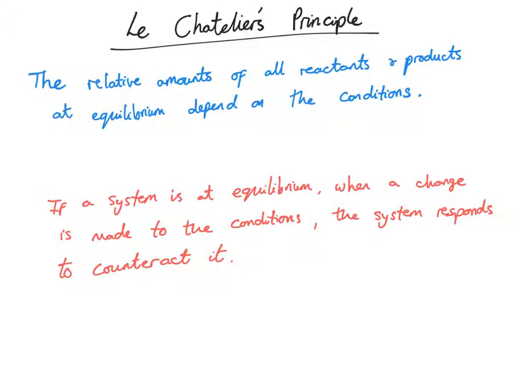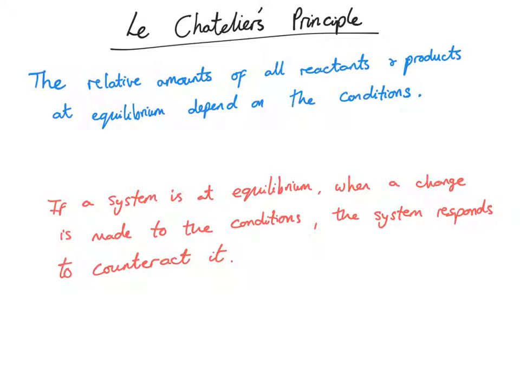So the relative amounts of all the reactants and the products at equilibrium depend on the conditions. So whenever you've got a reaction, the amount of reactants and the amount of products depend on the conditions, if there's an equilibrium present. So if a system is at equilibrium, when you make a change to the conditions, the system responds to try and counteract the change.